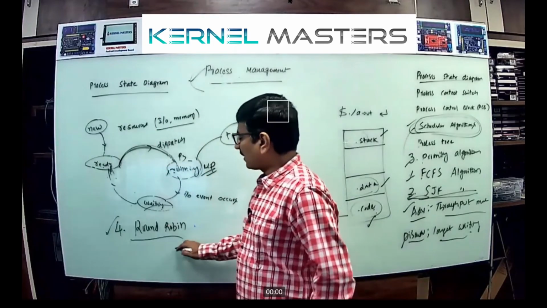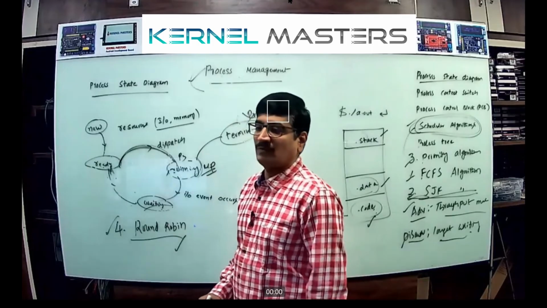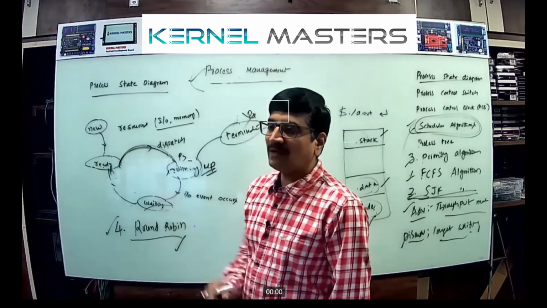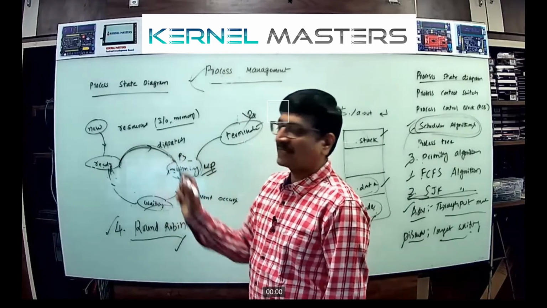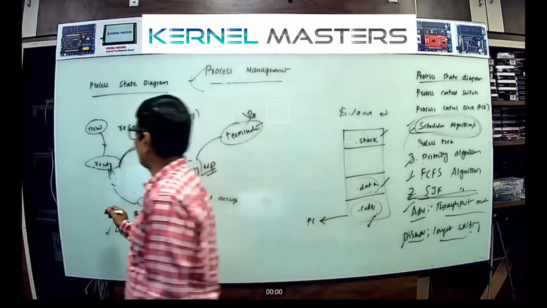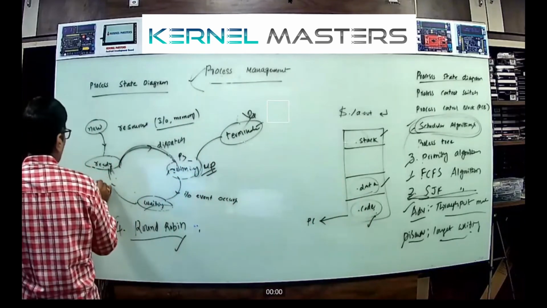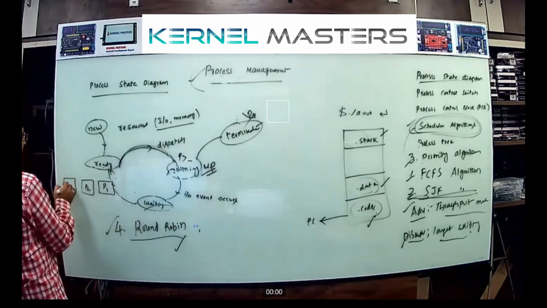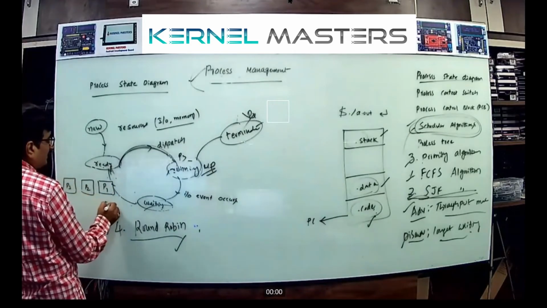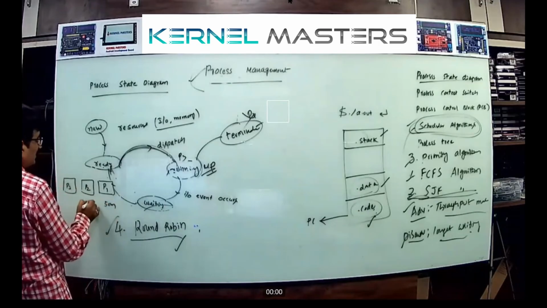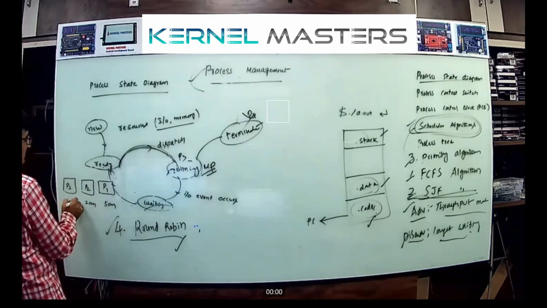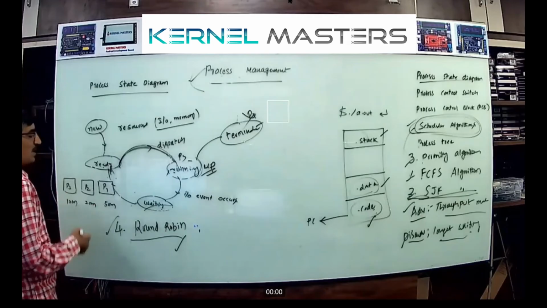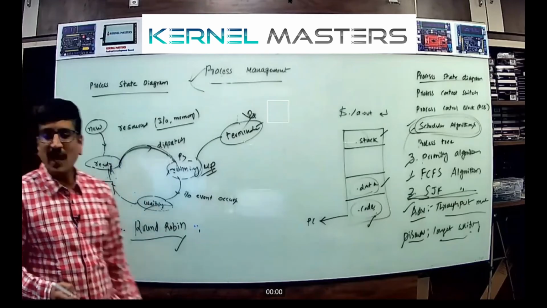It is a time sharing algorithm only. The time depends on the internal algorithm, which assigns a 10 millisecond delay, or 5, something like that. Round robin is also a preemptive algorithm. So here is a process of 50 milliseconds, here 20 milliseconds, here 10 milliseconds. What happens? The time slice starts.